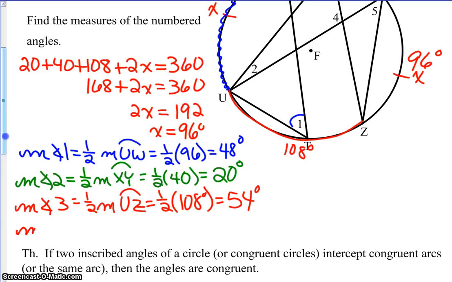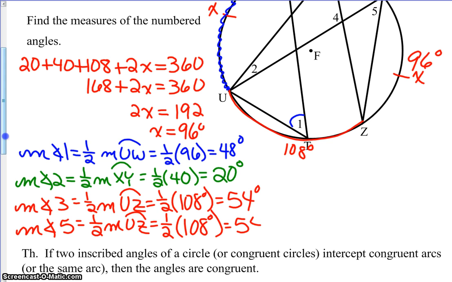So I looked at angle 5, and the one thing I noticed is that angle 5 actually intercepted the same arc as angle 3. Well, if they intercept the same arc, we're going to take half of the same number, and that means that the measure of angle 5 was also 54 degrees. This is actually the next theorem. If two inscribed angles of a circle or a congruent circle intercept congruent arcs or the same arc, then the angles are congruent. So this hopefully should make sense when we look at that.